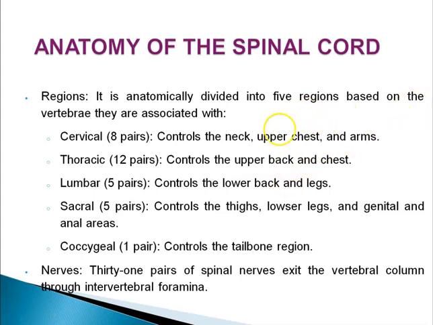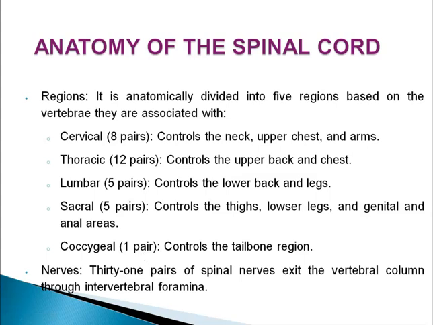So totally the spinal cord has been divided into 5 regions. Cervical, 8 pairs, which controls the neck, upper chest and arms. Thoracic, 12 pairs, which controls the upper back and the chest. The lumbar, 5 pairs, which controls the lower back and the legs. The sacrum, 5 pairs, controls the thighs, lower legs and the genital and anal areas. Coccygeal, 1 pair, which controls the tailbone region.